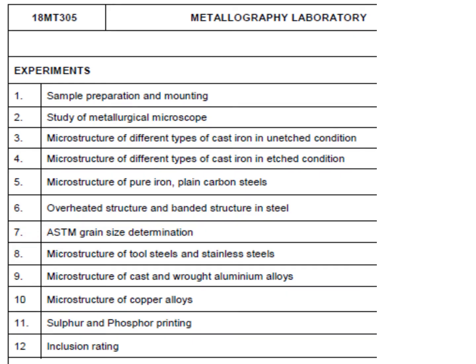In this metallographic laboratory, we have sample preparation and mounting, study of the metallurgical microscope, and the rest of the experiments: microstructure of different types of cast iron in etched condition, microstructure of pure iron and plain carbon steels, overheated structure and band structure in steel, ASTM grain size determination, microstructure of tool steel, stainless steels, microstructure of cast and wrought aluminum alloys, microstructure of copper alloys, sulfur printing and phosphorus printing, and inclusion rating. And these are all the specimens where we are going to see the microstructures.